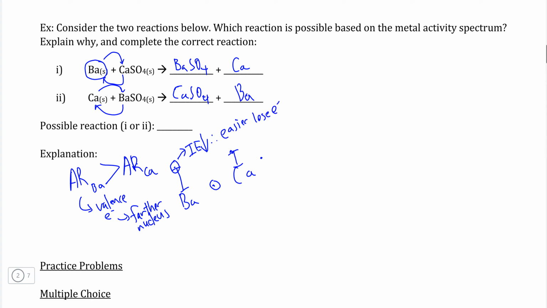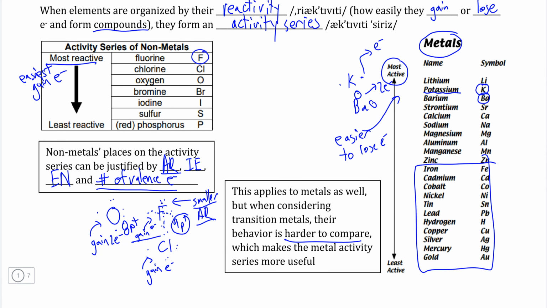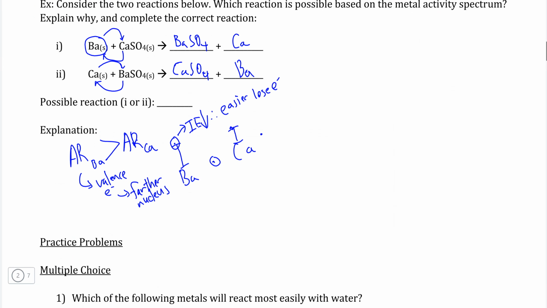Now, what we can do after we've made our hypothesis is we can check the metal activity series and indeed see that barium is higher on the metal activity series than calcium is, and therefore it is easier for barium to lose electrons than calcium, thus confirming our hypothesis.